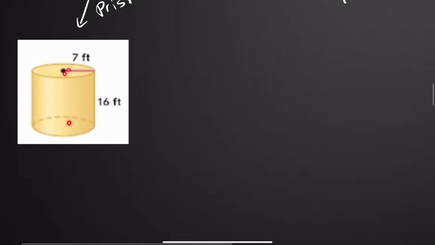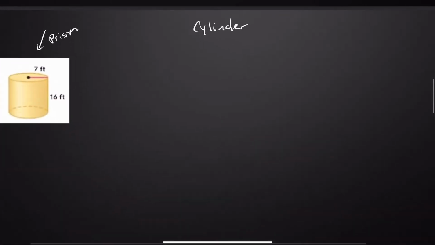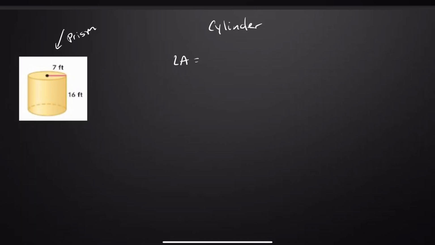Alright, so now what I want to go ahead and do is take a look at this cylinder here. And it's also a prism, by the way, because it has two faces that are parallel and congruent to each other, separated by this height, 16. So to find the lateral area, it's the perimeter of the base multiplied by the height of the prism.